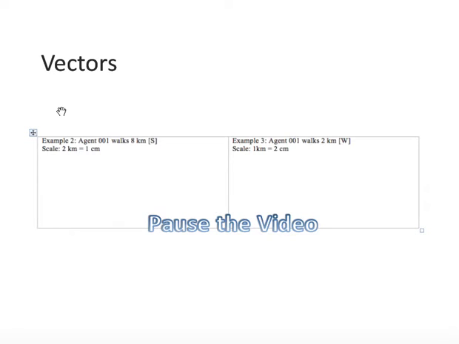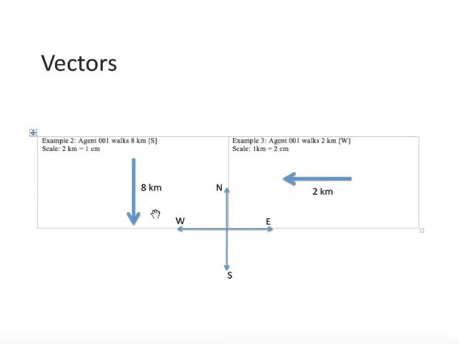All right, I'm going to assume that you've worked on those two examples, and this is what they're going to look like. This line will be exactly 4 centimeters long because of the scale. 2 kilometers is 1 centimeter, so 4 kilometers would be 2 centimeters. 6 kilometers would be 3 centimeters, and 8 kilometers would be 4 centimeters. Notice it points south.